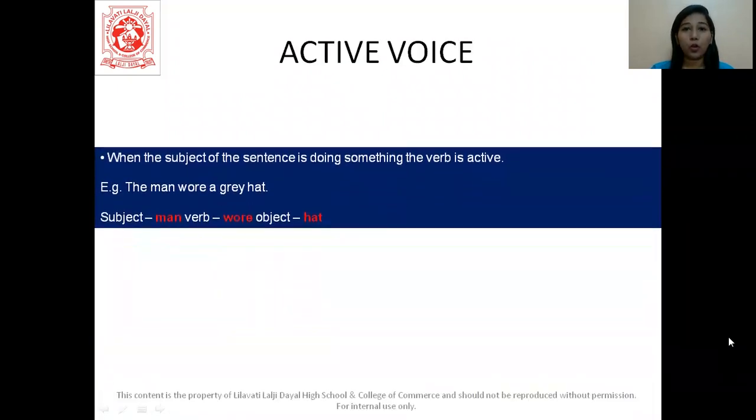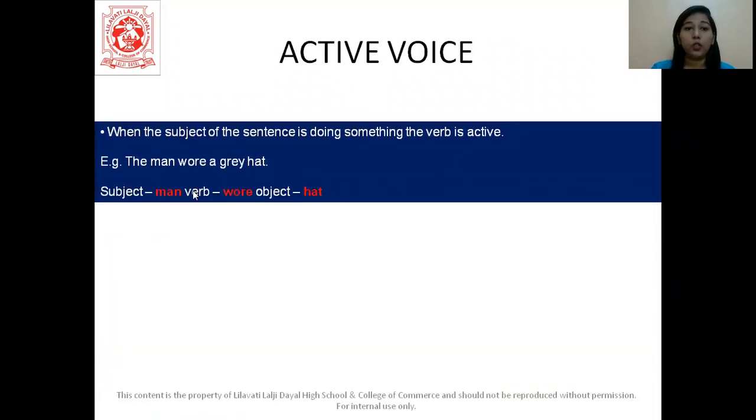Let's first talk about what active voice is. When the subject of the sentence is doing something, the verb is active. Here, the example is: the man wore a grey hat. So our subject is the man, the verb is wore and the object is hat. So when the subject of the sentence is doing something, the verb is active. Here we are directly saying that the subject is doing something.